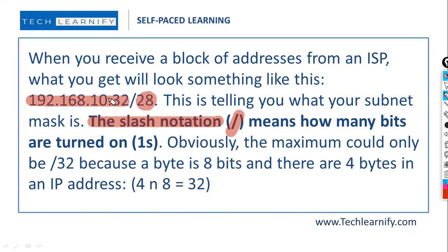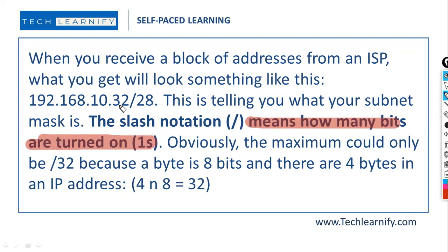If you see 192.168.10.32/28, /28 means 28 bits of the IP address define the network portion, because slash means how many bits are turned on, the number of ones. If I write /24, it means 24 ones, 24 network bits, and the maximum is 32, all ones. We cannot go beyond that. So CIDR is just another way of representing network and host bits.